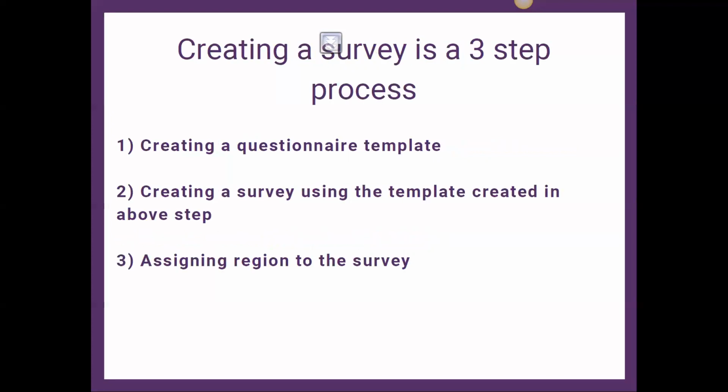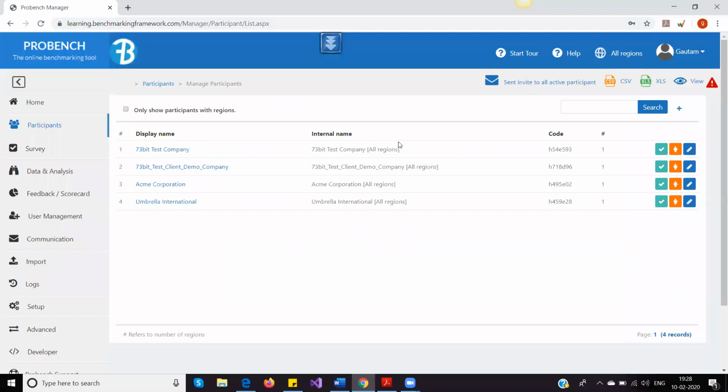Now, the actual survey creation process. Creating a survey is a three-step process. As mentioned, it's creating the questionnaire template as we discussed earlier. The second is creating a survey using the template that we have created. And the third is assigning a region to the survey. I would like to demonstrate these three steps in my demonstration today.